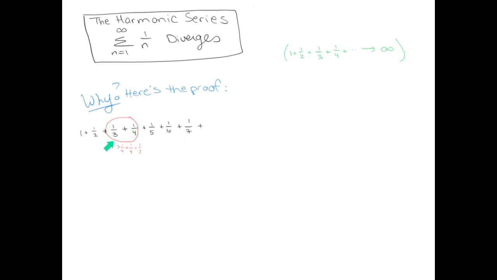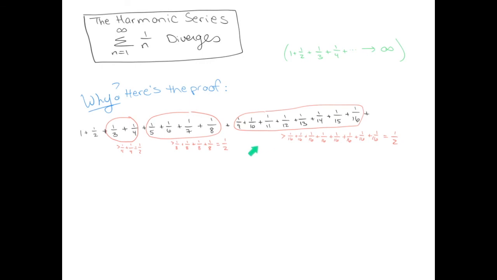Suppose that we group together a third plus a fourth. 1/3 is bigger than 1/4, and this 1/4 is just copied down here. So 1/3 plus 1/4 is bigger than 1/2. Moving on to the next couple of terms, 1/5 is bigger than 1/8. 1/6 is bigger than 1/8. 1/7 is bigger than 1/8. And this 1/8 is just getting copied down. So overall, these terms right here are bigger than 4/8, or in other words, bigger than 1/2.